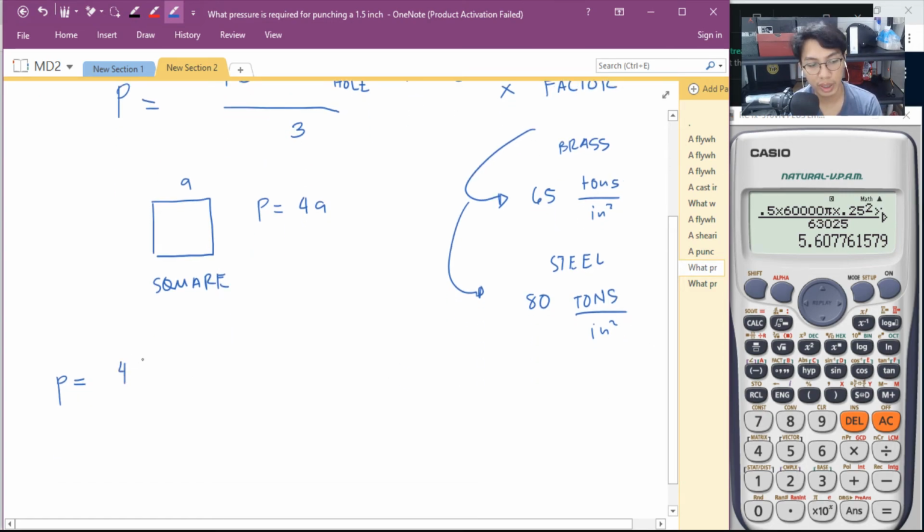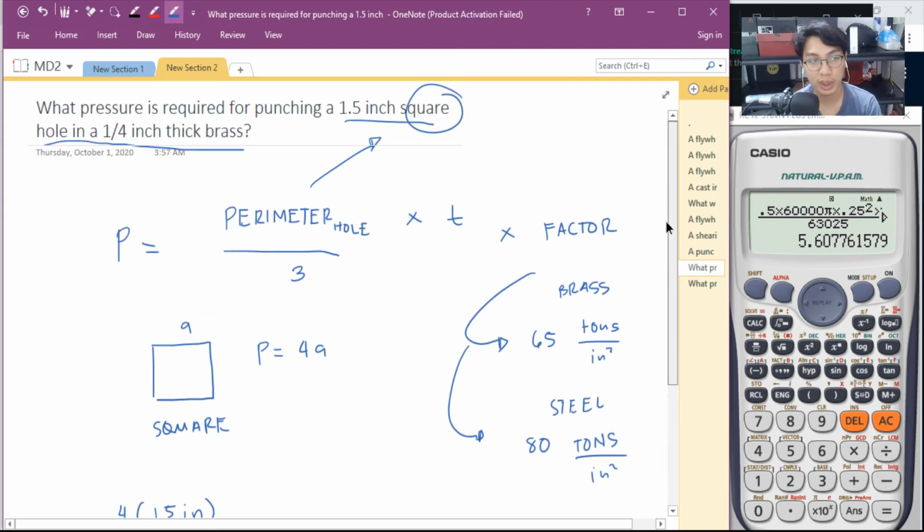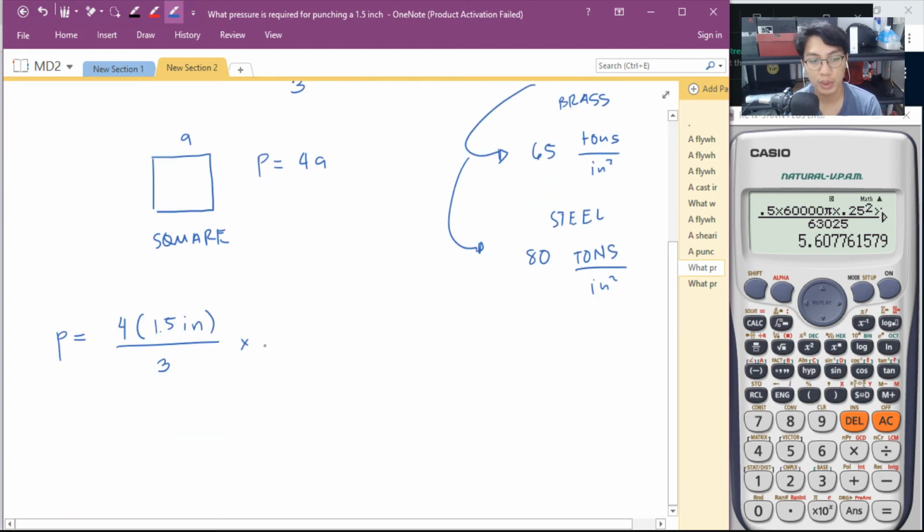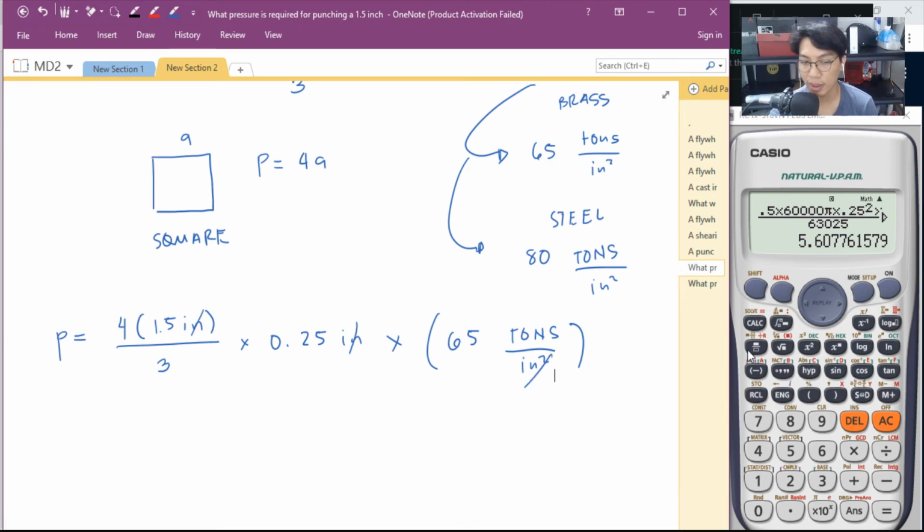So, 4A, 1.5 inch, divided by 3. Multiplied to the thickness of the plate. Binigay dyan 1/4 inch. O, 0.25 inch. You multiply it with the factor. Brass ang binigay sa'yo, so 65 tons. Hindi pala power, pressure. Inches squared. We cancel yung inch squared, inch squared, inch squared. Ang lalabas is tons. Now, we calculate for the value.